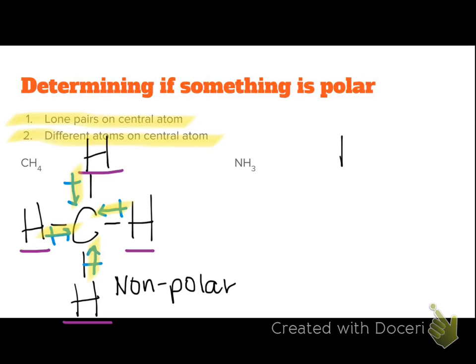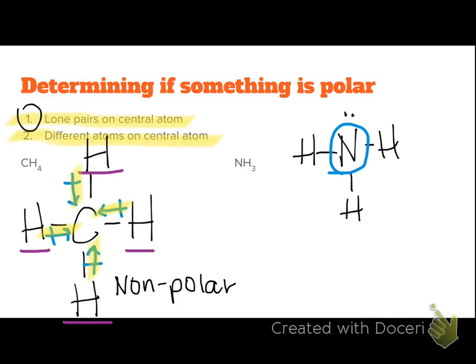Let's do NH3. So if we're drawing our Lewis structure for NH3, it's going to look like this with a lone pair at the top. So here's your clue. Don't even have to draw your dipoles on this. Number one in your rules, if there's lone pairs on the central atom, there are lone pairs on my nitrogen here, it's polar. So we know that this is polar, but I want to show you the dipoles on it so you understand why it is polar.